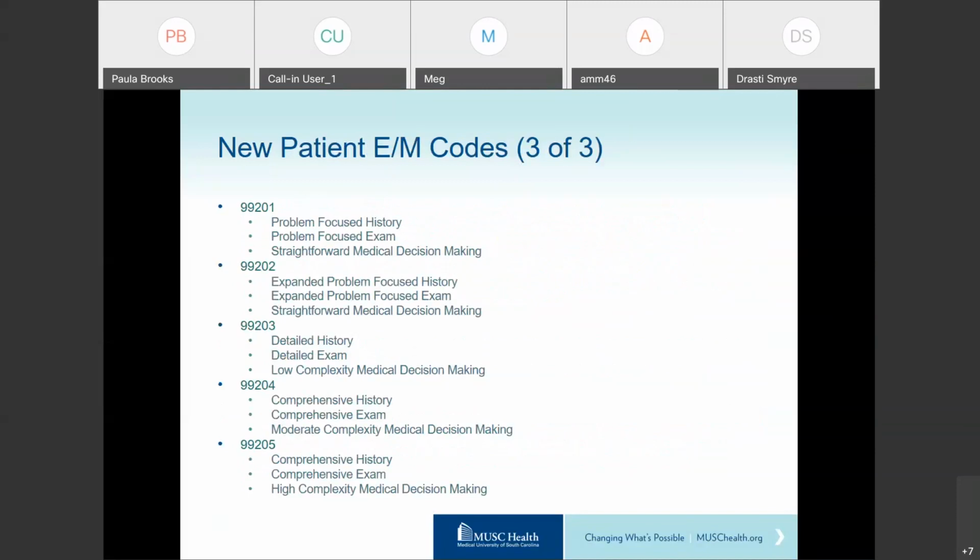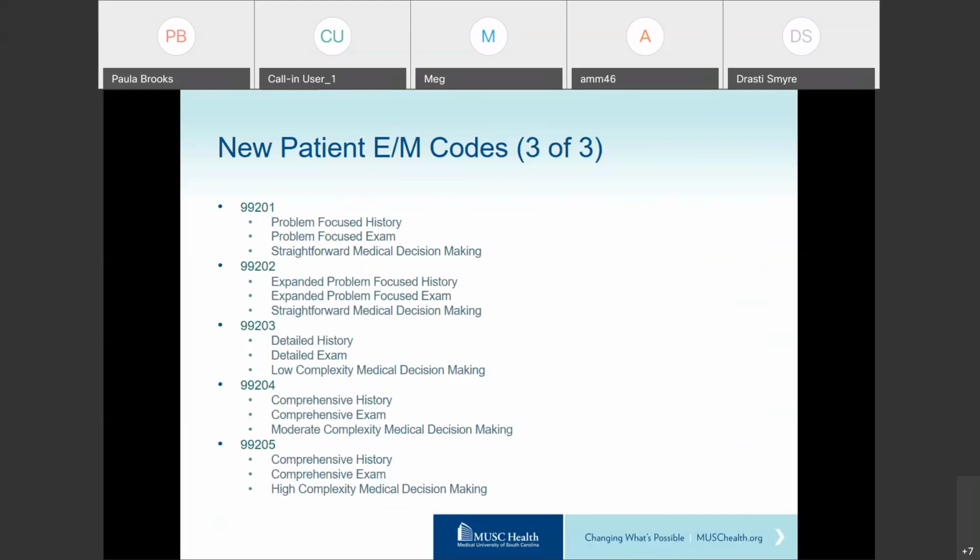These are the new patient evaluation and management codes, 99201 through 99205. I listed out the minimum requirements for each of these codes. So for your 99201, you must have a problem-focused history, a problem-focused exam, and straightforward medical decision-making at a minimum. 99202 requires expanded problem-focused history, expanded problem-focused exam, and straightforward medical decision-making.